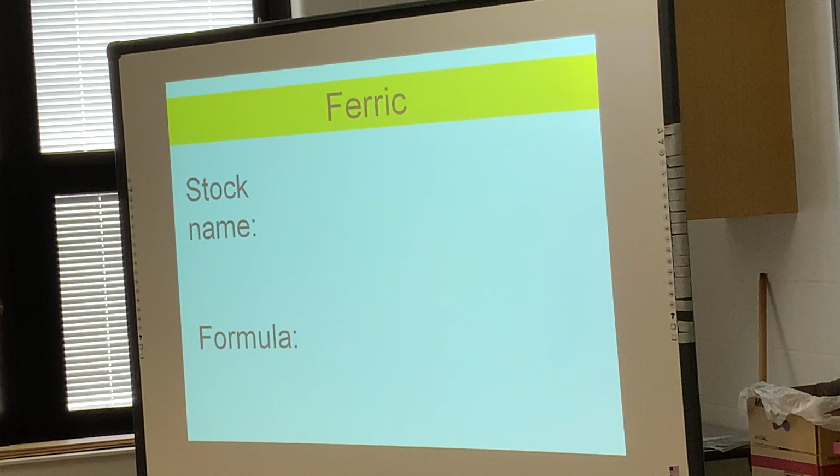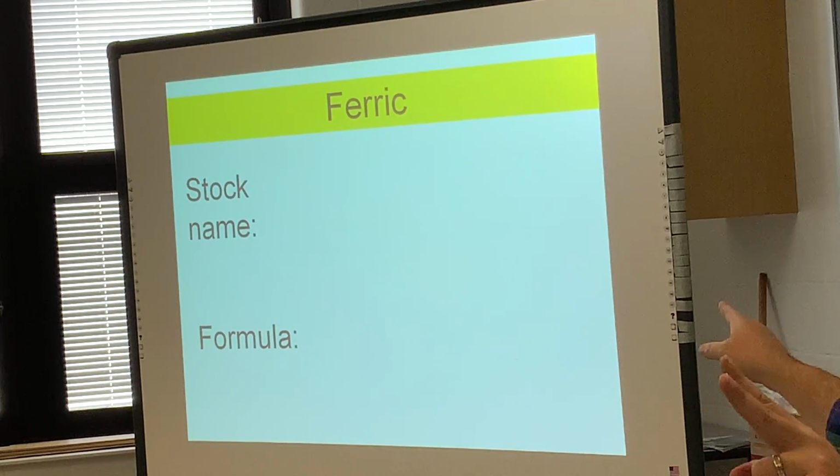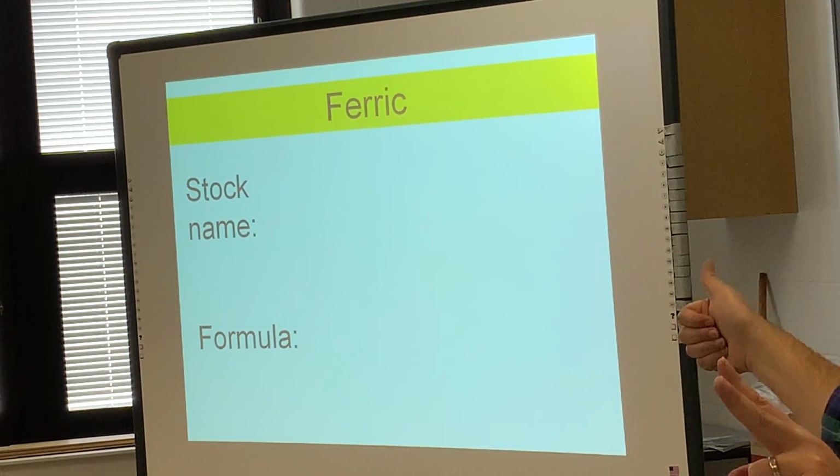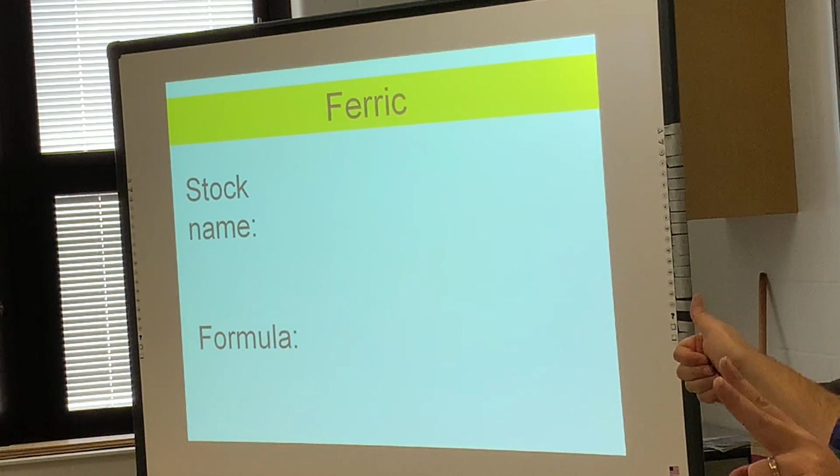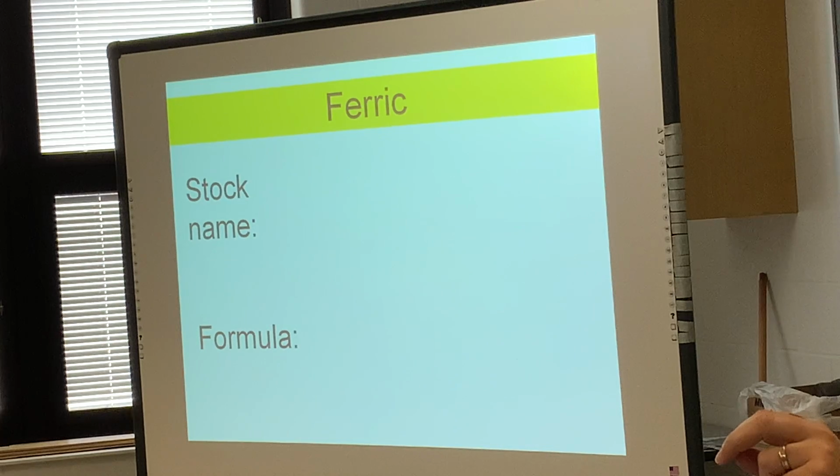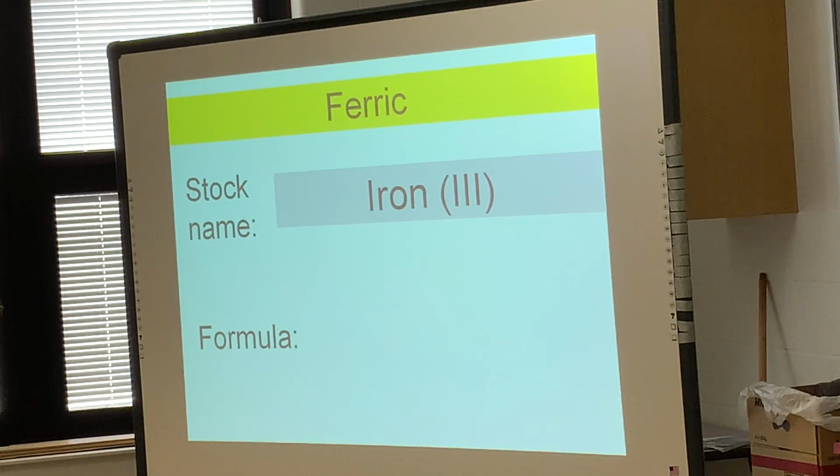Alright, now ferric. When you're doing the metals, stop for a moment and think of what are the two common charges for it. Iron has what two common charges? Plus 2 and plus 3. Now look at the name, ic. That is the higher charge. So which iron is that? Fe plus 3, also called iron 3.